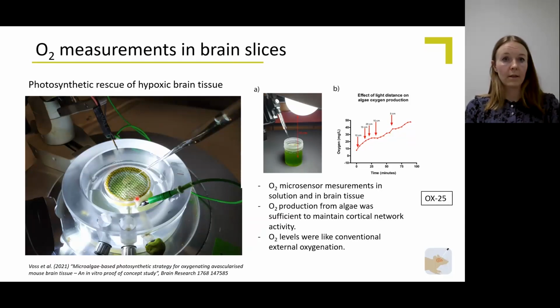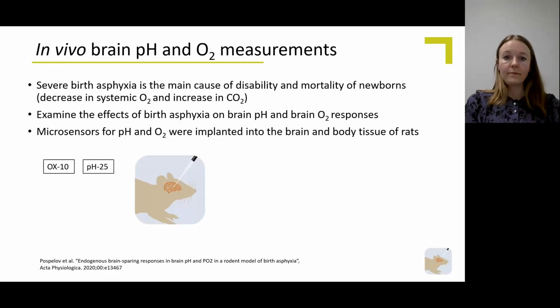And they checked this by doing microsensor measurements inside of the brain tissue. And they found that the oxygen produced from the algae was enough to keep the brain tissue alive. Then we move to an in vivo study measuring pH and oxygen in the brain of living rats.